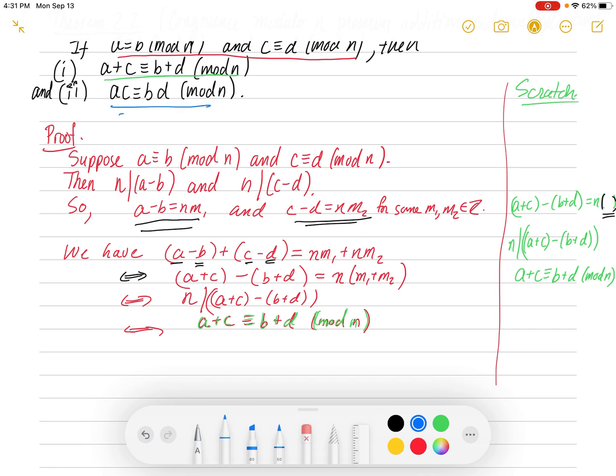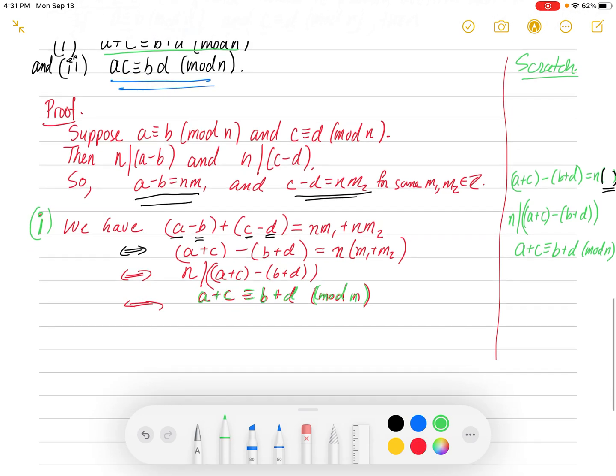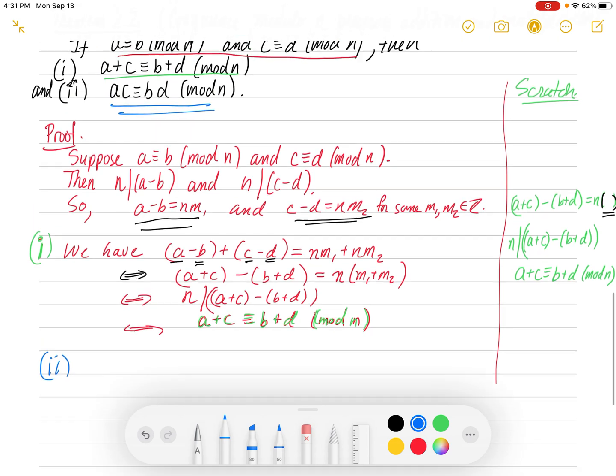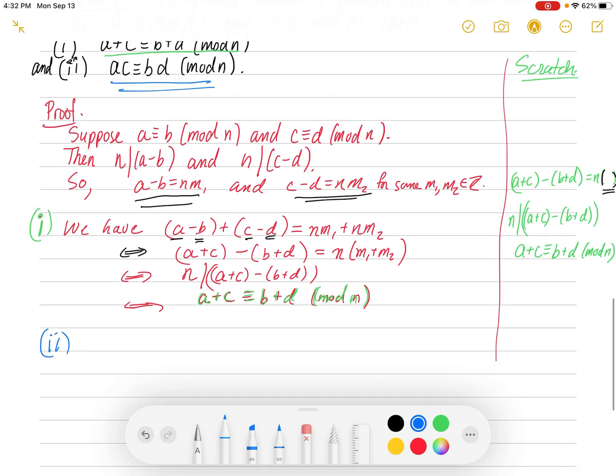All right, how about number 2? How can we get number 2 out of this? So that was 1 right there. Let's put that in green. Let's get a number 2 out of this. The idea is somehow we want to get AC is congruent to BD mod n. This one's a little tricky. So what I'm going to do, I'm going to take my equations. I got 2 equations, this one in the box here and this one in the box here. I'm going to multiply my first equation by C.